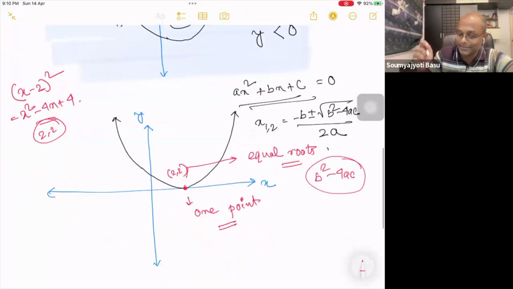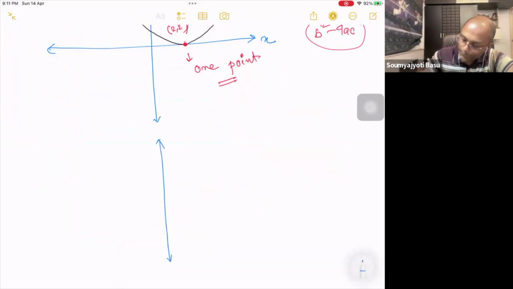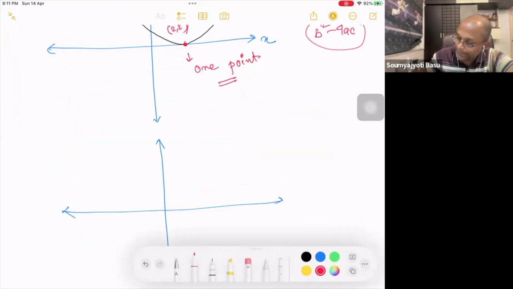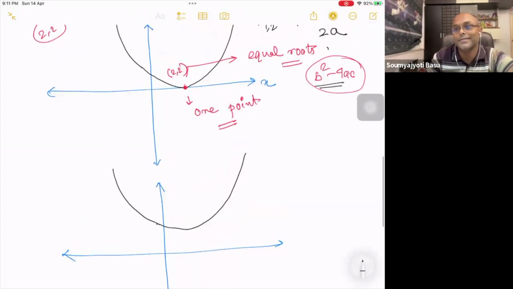Let's get to the next case. The curve may be of a third type as well. Something like this. Here, the curve has not touched the x-axis at all. Can we have that scenario as well? Yes, we can. Now think about the b square minus 4ac.